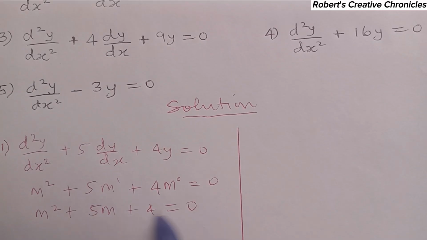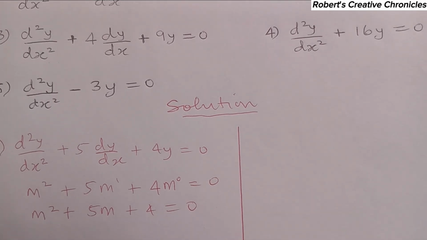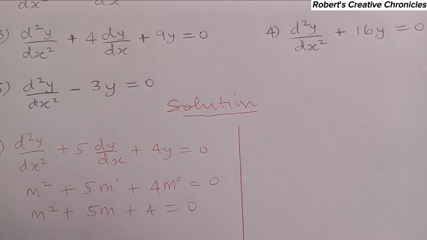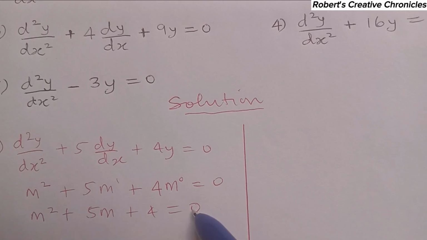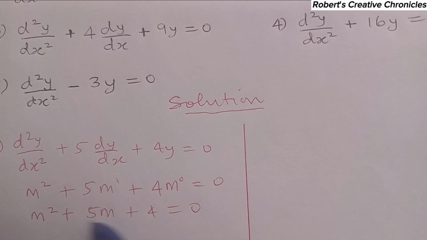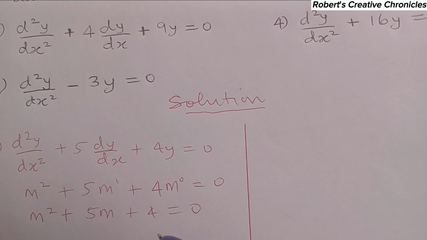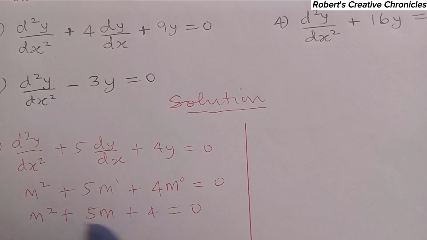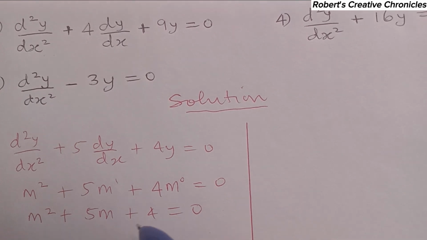Then we will solve this equation. It's a quadratic equation. You can use the quadratic formula to solve it, or you can use the factorization method, or any other method you want to use. Now, the values of m that we'll get from this equation are called auxiliary roots, and this equation is called the auxiliary equation. It is a quadratic equation in terms of m.